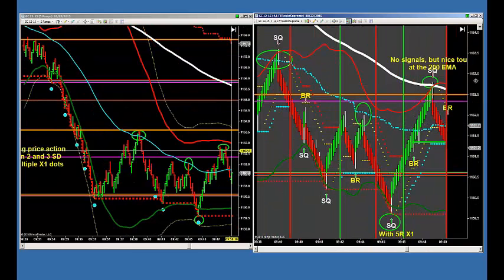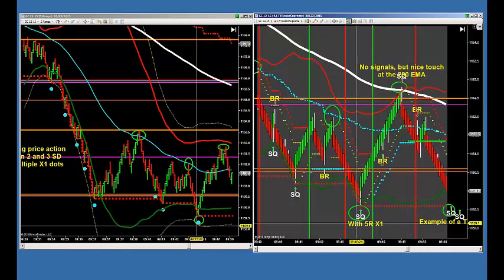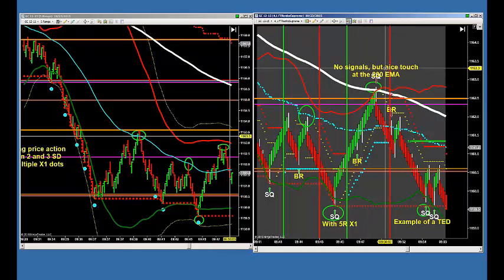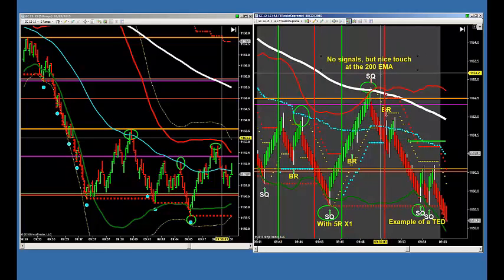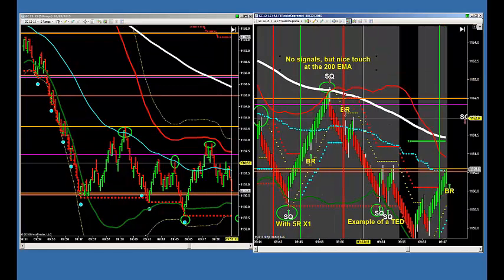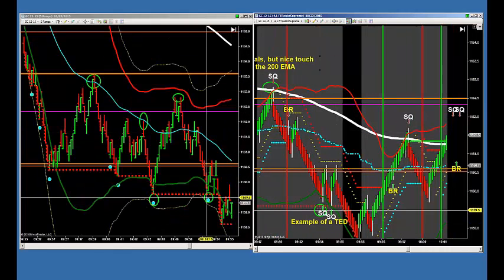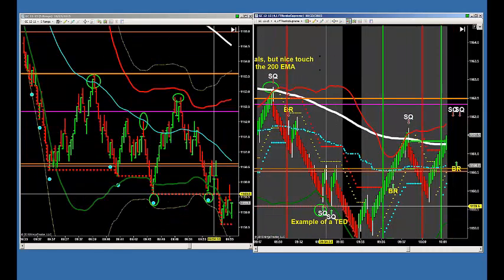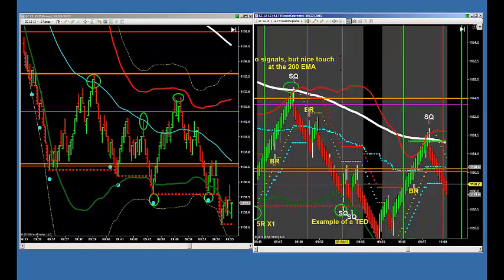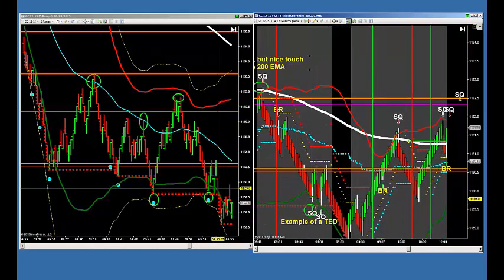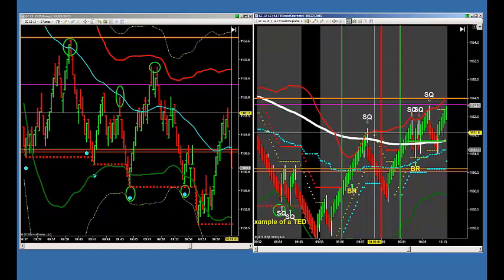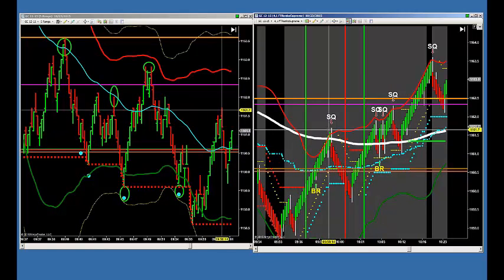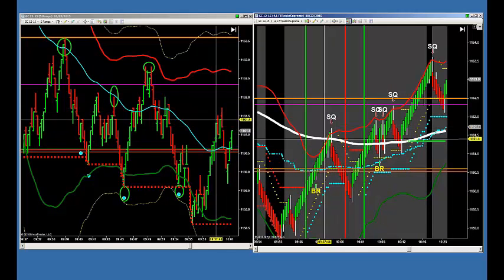And we've got a little X1 dot on the 5 range. Up here, no signals, but a very nice touch to the 200. Oh, actually, we do have an SQ. Moving down. Here's our example of there's a TED. Geez, we had a little double bottom and everything. So SQ at the 200, not much else going on the 5 range. You didn't get hurt, with the target 1 of 5 ticks. Probably a break-even trade.